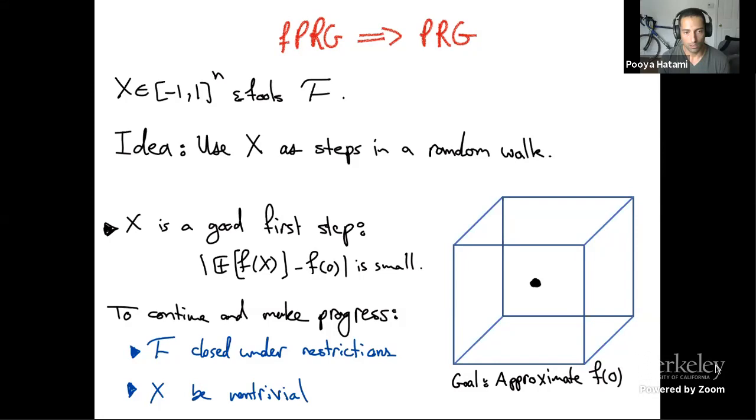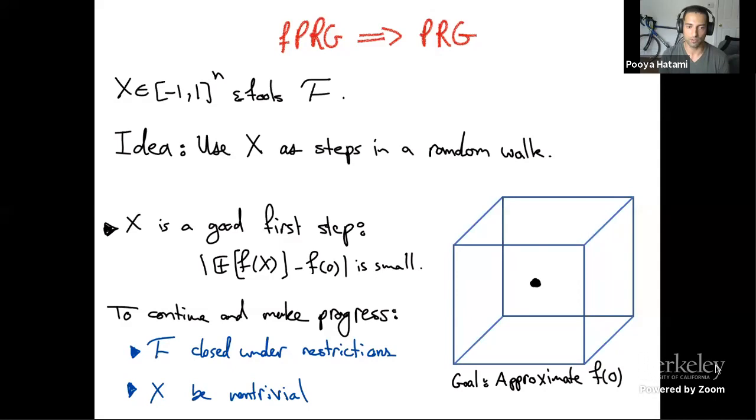And we will need two assumptions to be able to both continue this random walk and to make some sort of progress. Progress to us will be to, with high probability, get closer and closer to the vertices of the cube. And this will require x to be non-trivial, to have some sort of large variance on its coordinates. And to be able to make progress, we will make one assumption: that f, the family, is closed under fixing its inputs. Okay.